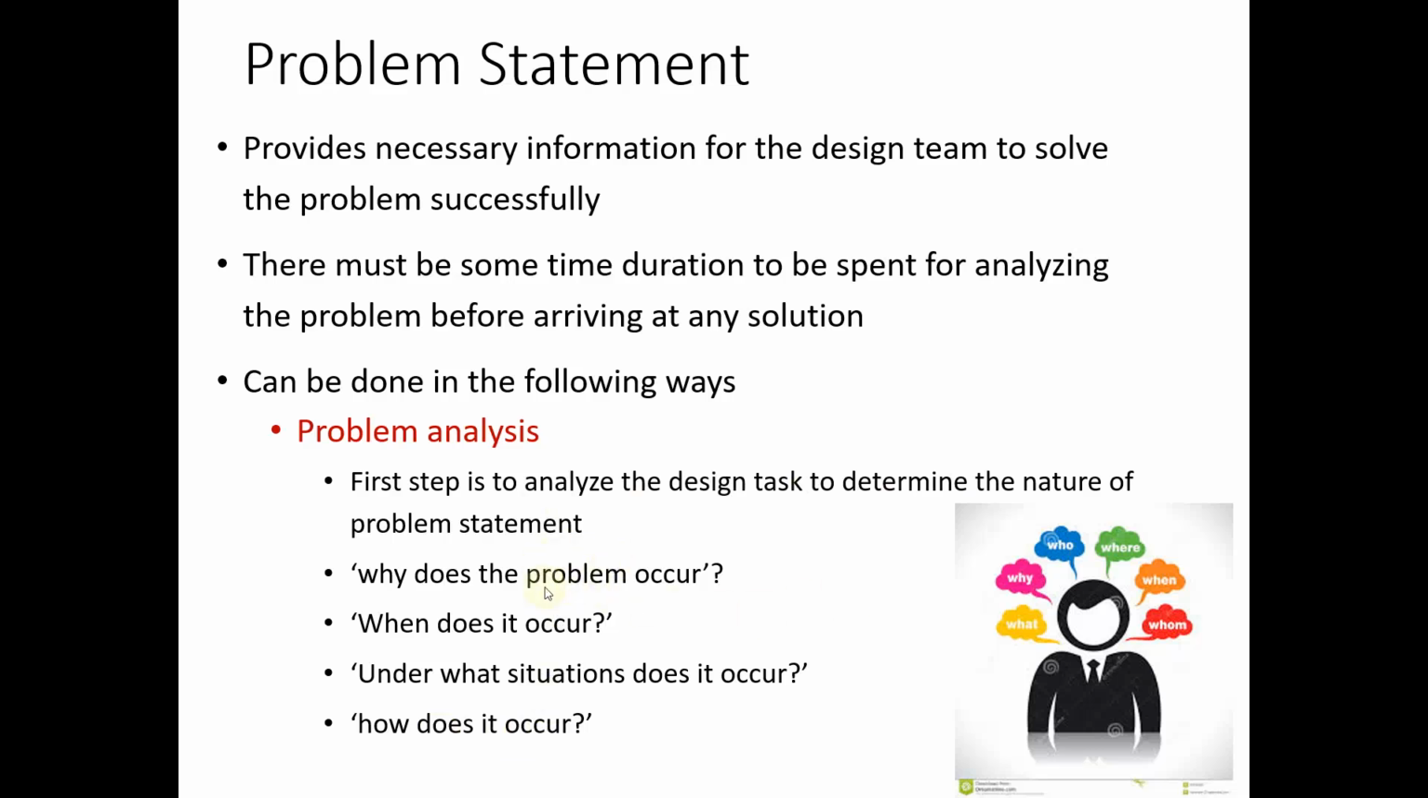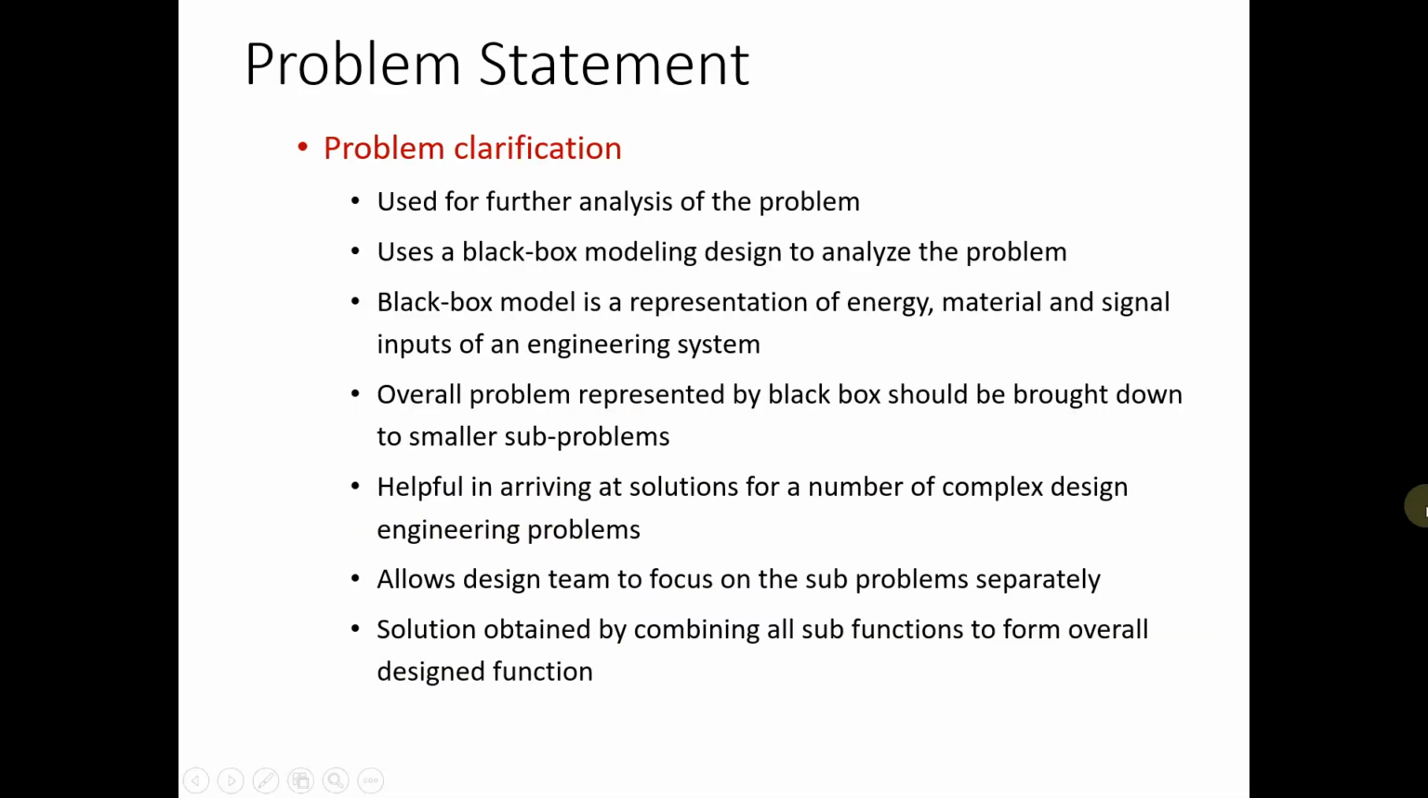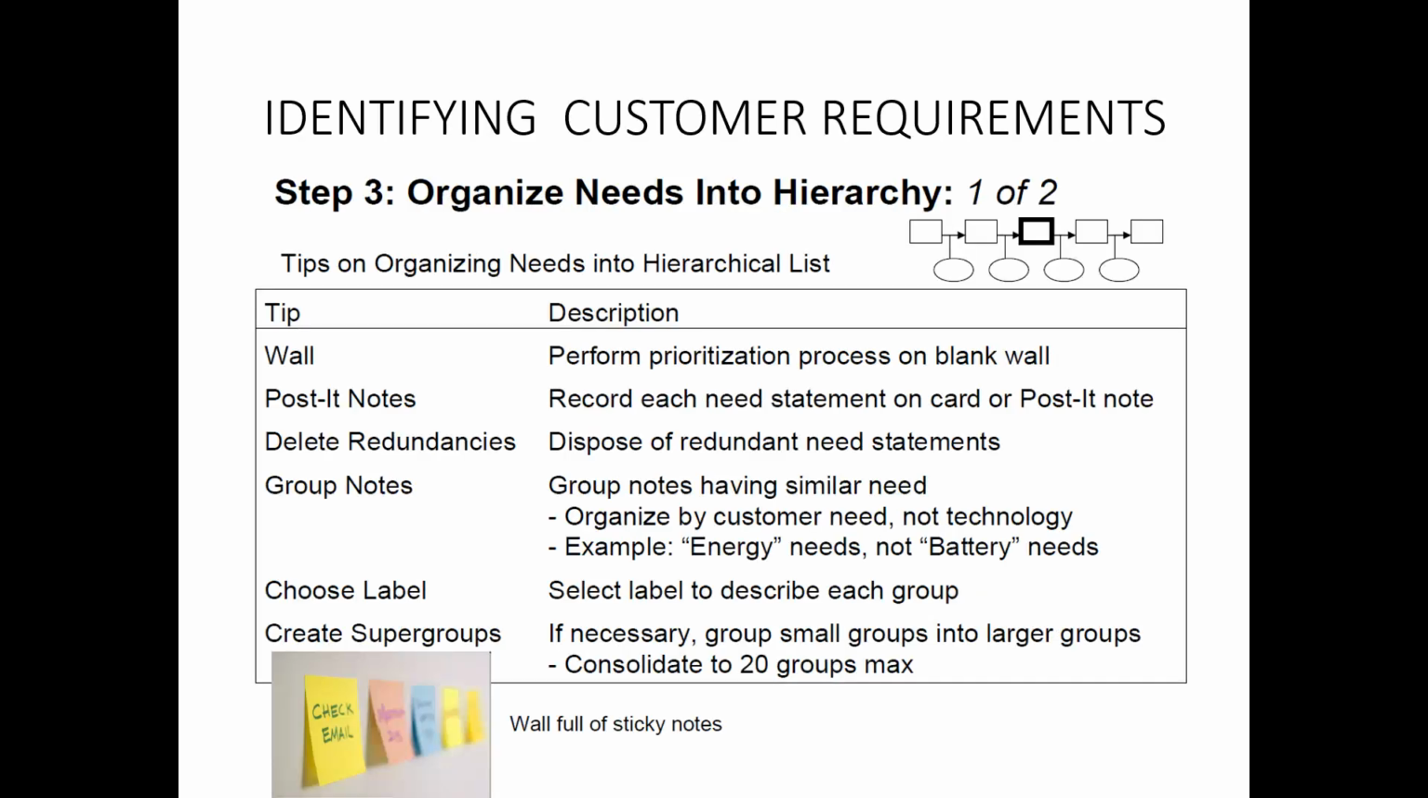So the problem here refers to the requirement or the need. So why does that need occur? When does it occur? In what situations does the need occur? And how does the need occur? All these are the different ways of asking questions by which we can analyze the problem or the requirement. Then we do a problem clarification, that is further analysis of the problem by doing a black box modeling technique. Black box just means that there is an input and there is a processing and there is an output.